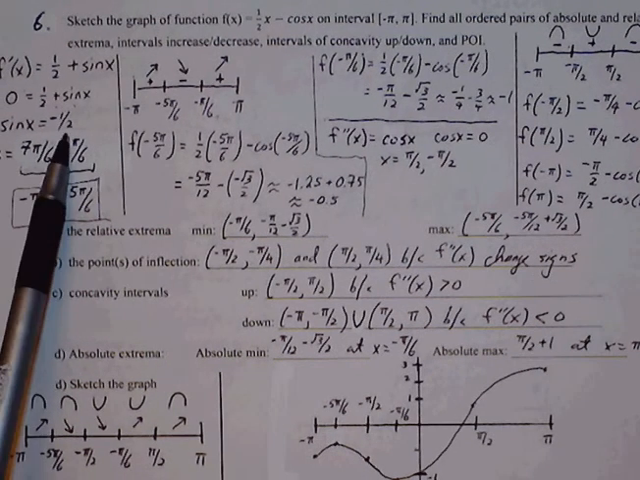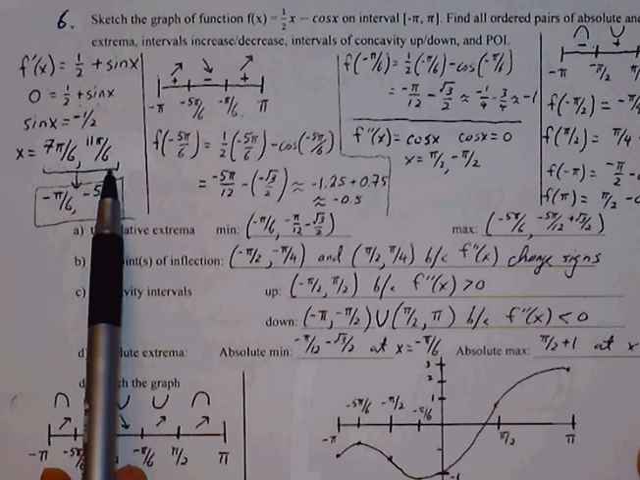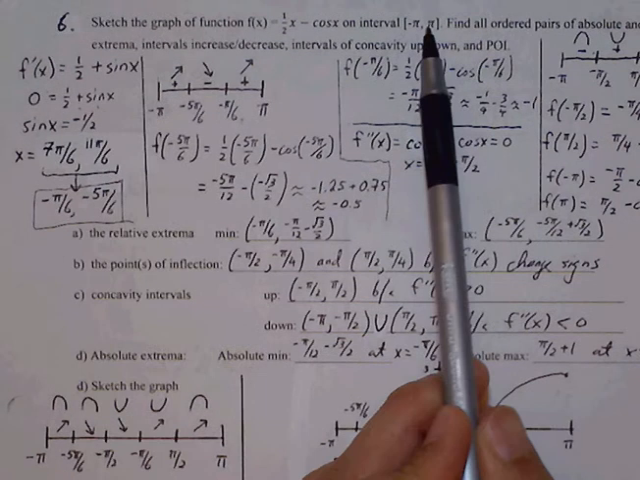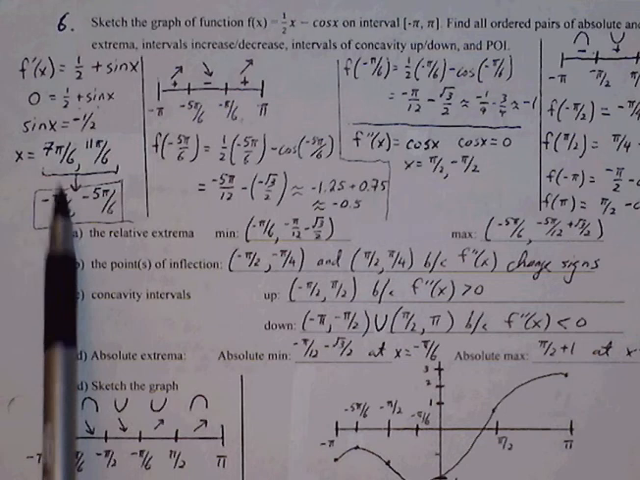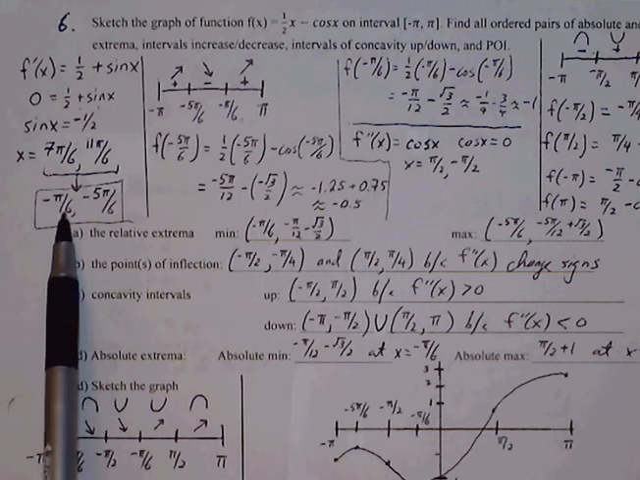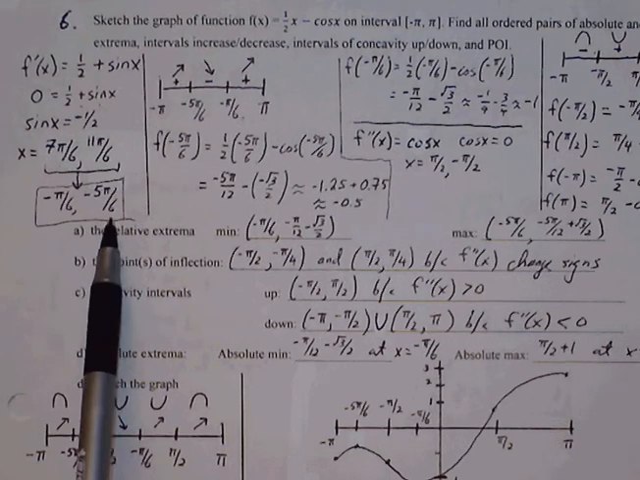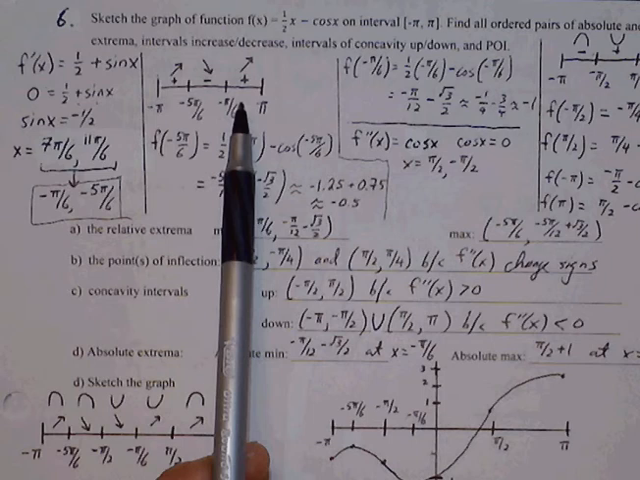So sine is equal to negative 1/2 in the third and fourth quadrant, 7 pi over 6 and 11 pi over 6. However, we have to look at our interval here. The interval is between negative pi and pi, so we have to make some adjustments. So we have to write this as negative pi over 6 and negative 5 pi over 6. Okay, we put the two critical points on our sine line.